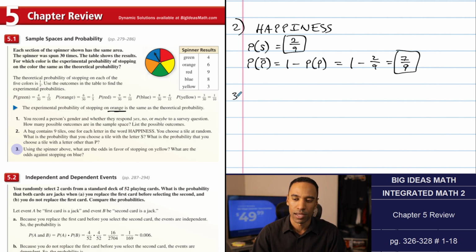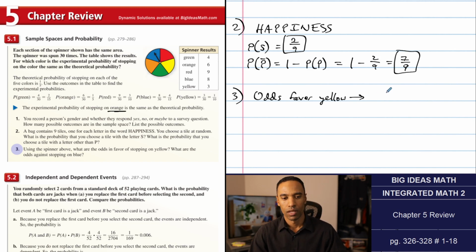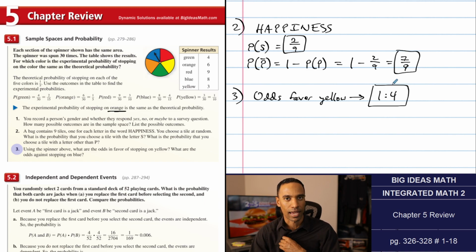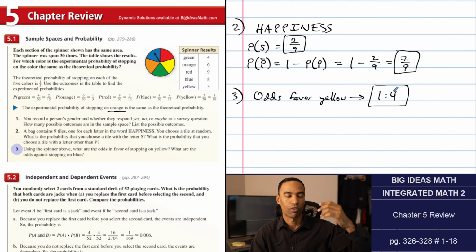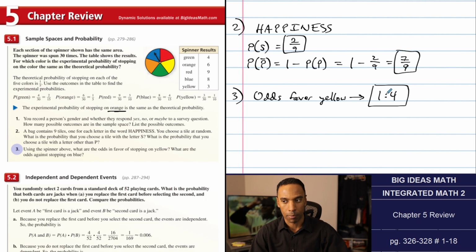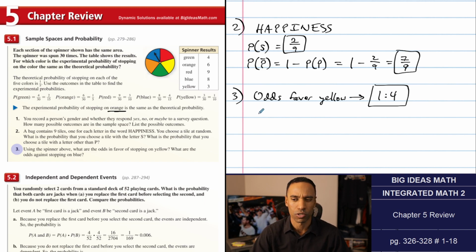So on number 3, odds in favor of yellow. Sorry, I'm going shorthand. You have a 1/5 chance of stopping on yellow and a 4/5 chance of stopping on anything else. That makes it 1 to 4 odds in that case. 1 for yellow, 4 for everything else. So odds are not favorable out of total. They're favorable out of unfavorable, represented as a ratio instead of a fraction, which ratios are fractions.